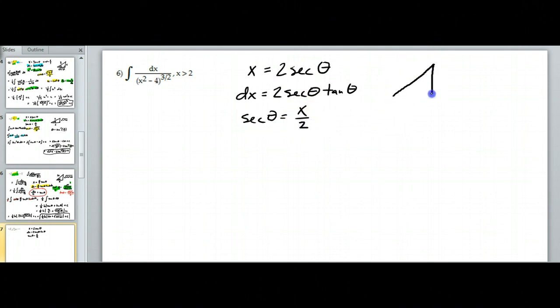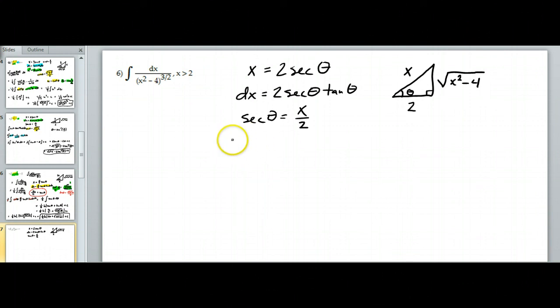So let's make our right triangle. Secant is hypotenuse over adjacent, so x over 2. That makes this equal to square root of x squared minus 4. Okay, Pythagorean theorem, this squared plus this squared equals this squared. That means that this squared minus this squared equals this squared. So we take the square root of x squared minus 4 to get that opposite side.